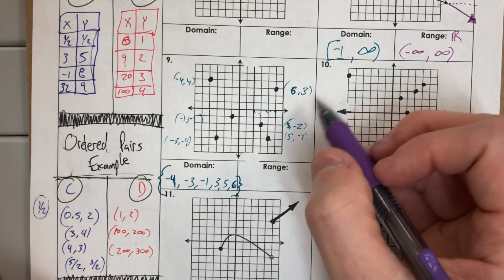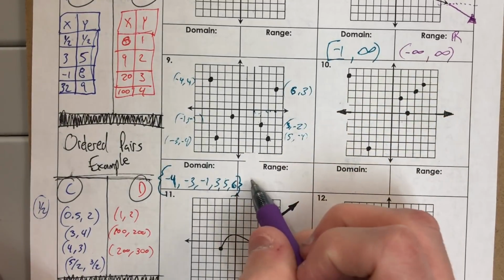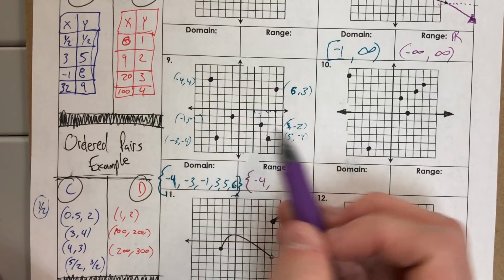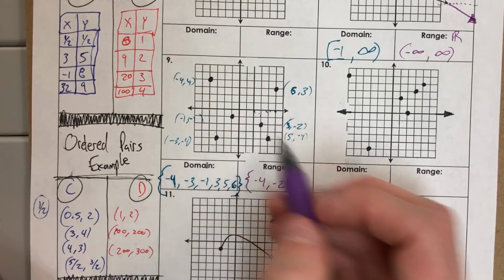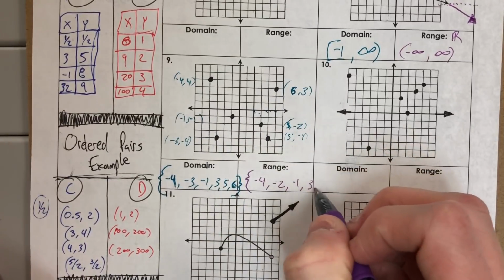Range, we're just gonna write all the y's we have. So we have one at -4, at -2, at -1, and at 3 and 4.